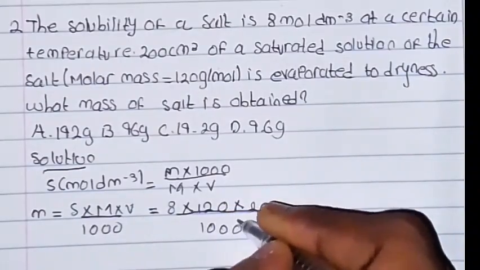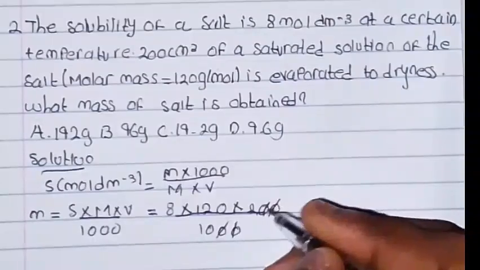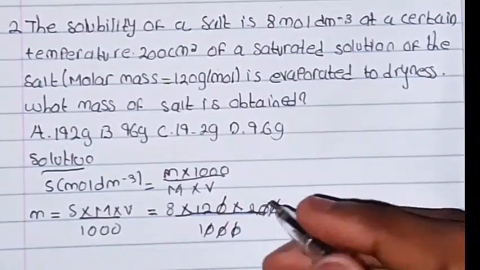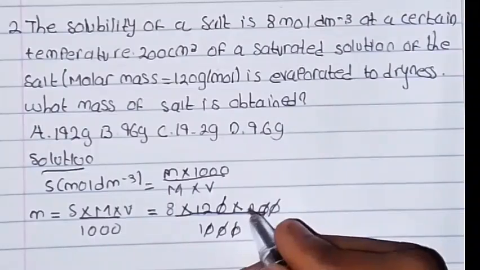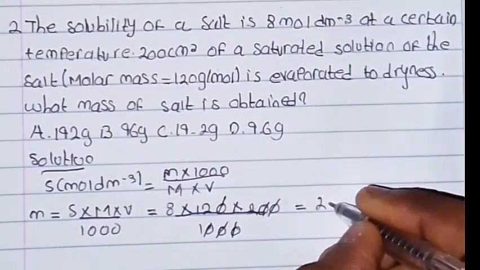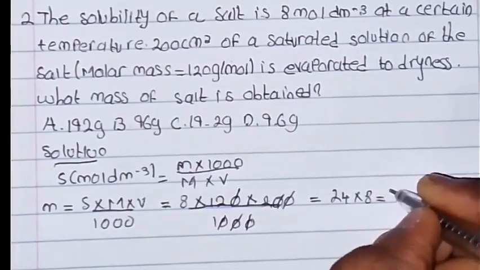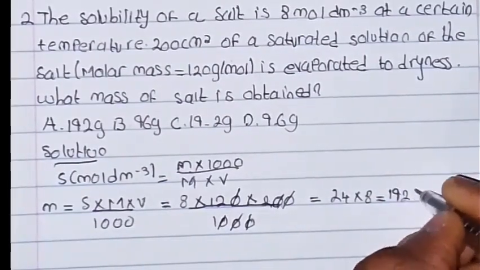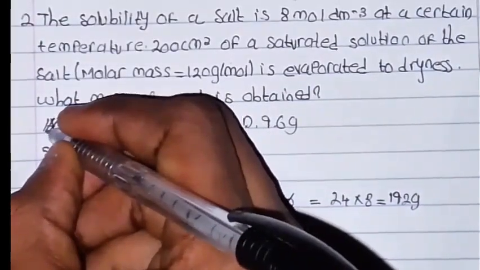So let's go. Zeros can cancel out, that's first, then we have zeros out here. What we have left is 8 times 12 times 2, which is equal to 24 times 8. That will be equal to 192 grams. So that becomes our correct answer, corresponds to option A.